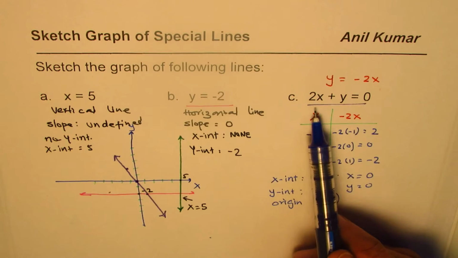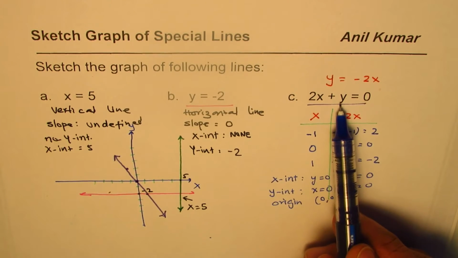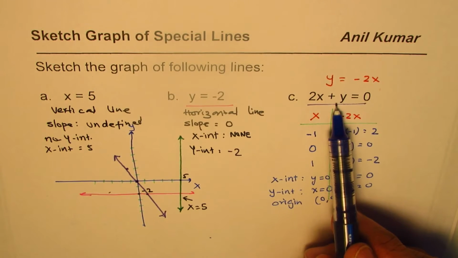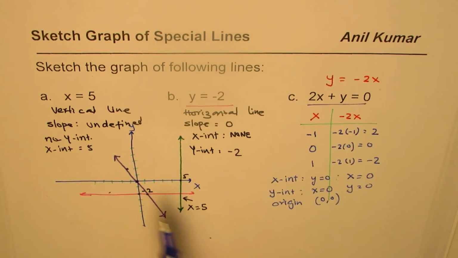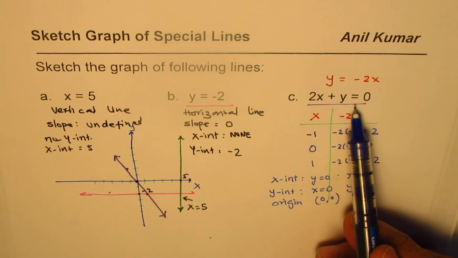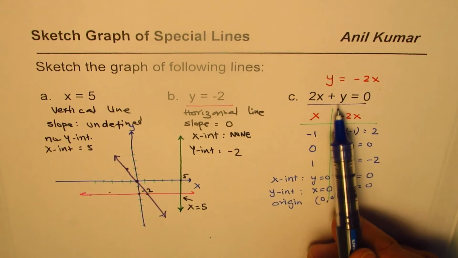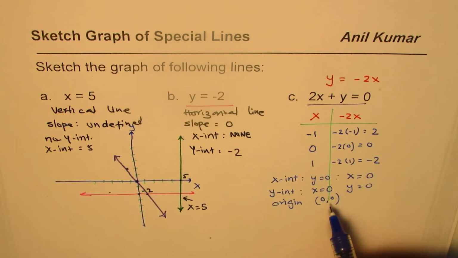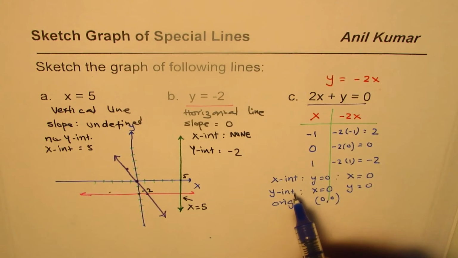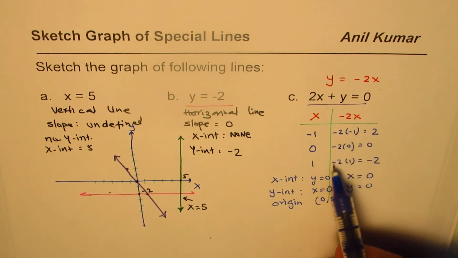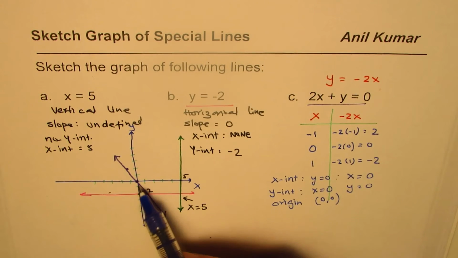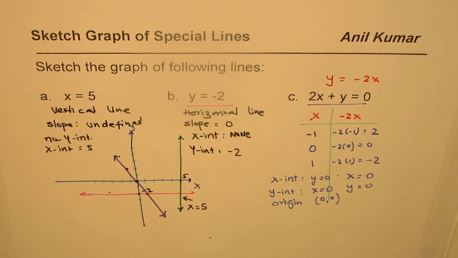Normally, for equations given in standard form, if you find x and y intercept, and if that is not the origin, those will be two different points, and they will help you to sketch a line. But in cases like this, where origin is both x and y intercept, you need to find some other points also. Connecting origin with that point will give you the line. So that is what we get from this video.